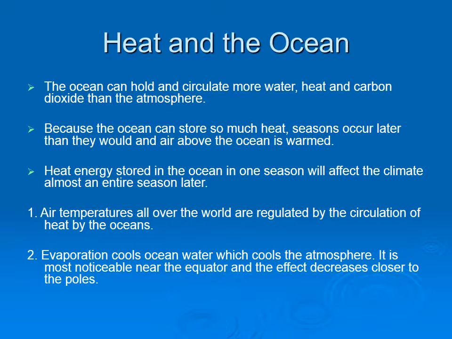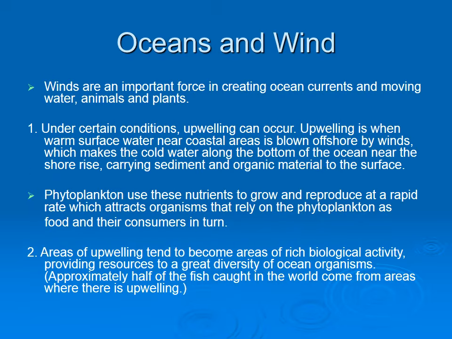So when water evaporates, evaporation cools the ocean water, which in turn cools the atmosphere. And that's most noticeable near the equator, and then the effect decreases closer to the poles. That's because it's warmest around the equator, so you'll notice it cooling. You'll notice a more drastic difference between hot and cold, whereas up near the poles, it's colder. So when something cools off, it really doesn't seem like it's cooling because it's already cold.